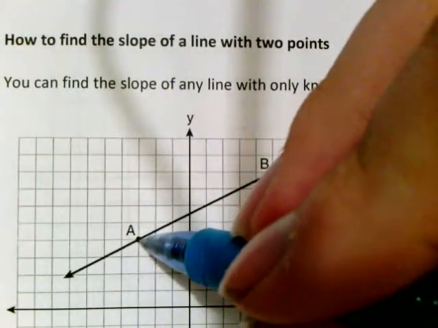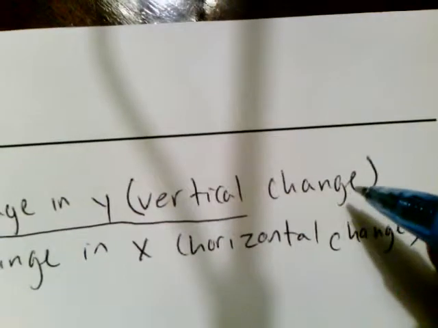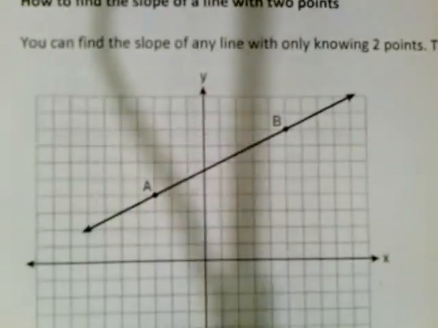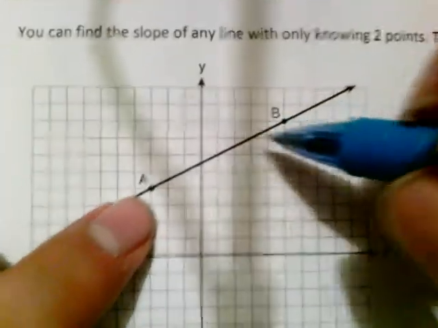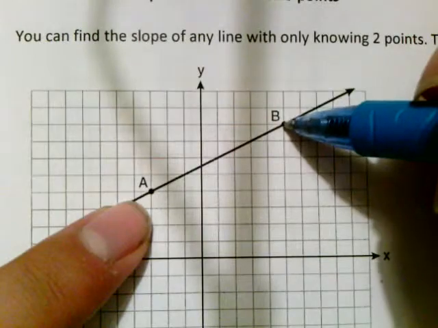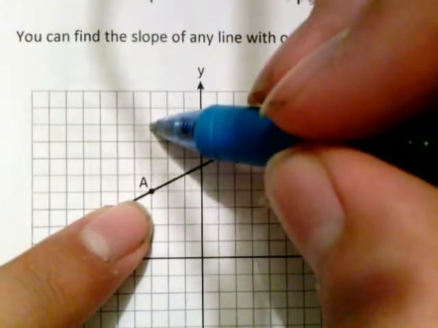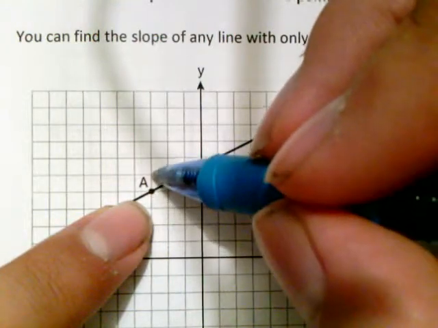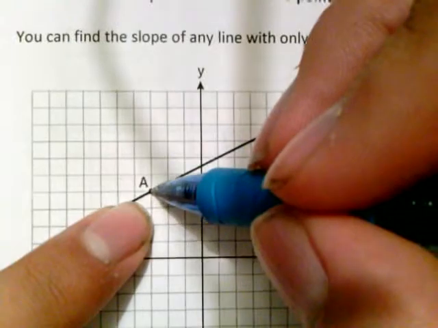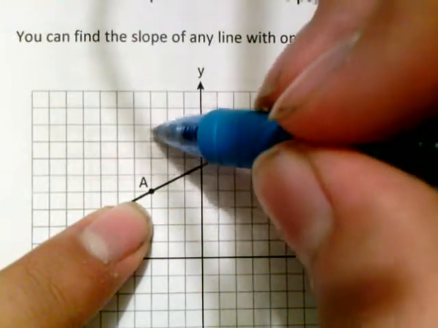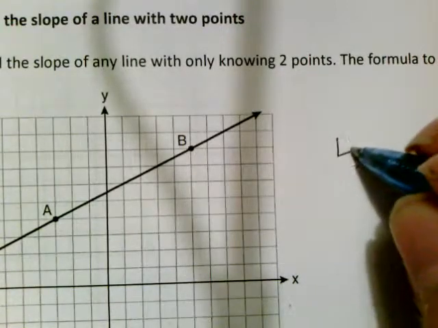Starting from A, we have to do our change in y, or our vertical change. So how far up do we have to go? Well, we're trying to get on the same level as B. B is right about here, so this is the same level as B. So we will go up 1, 2, 3, and 4. So our change in y is 4.